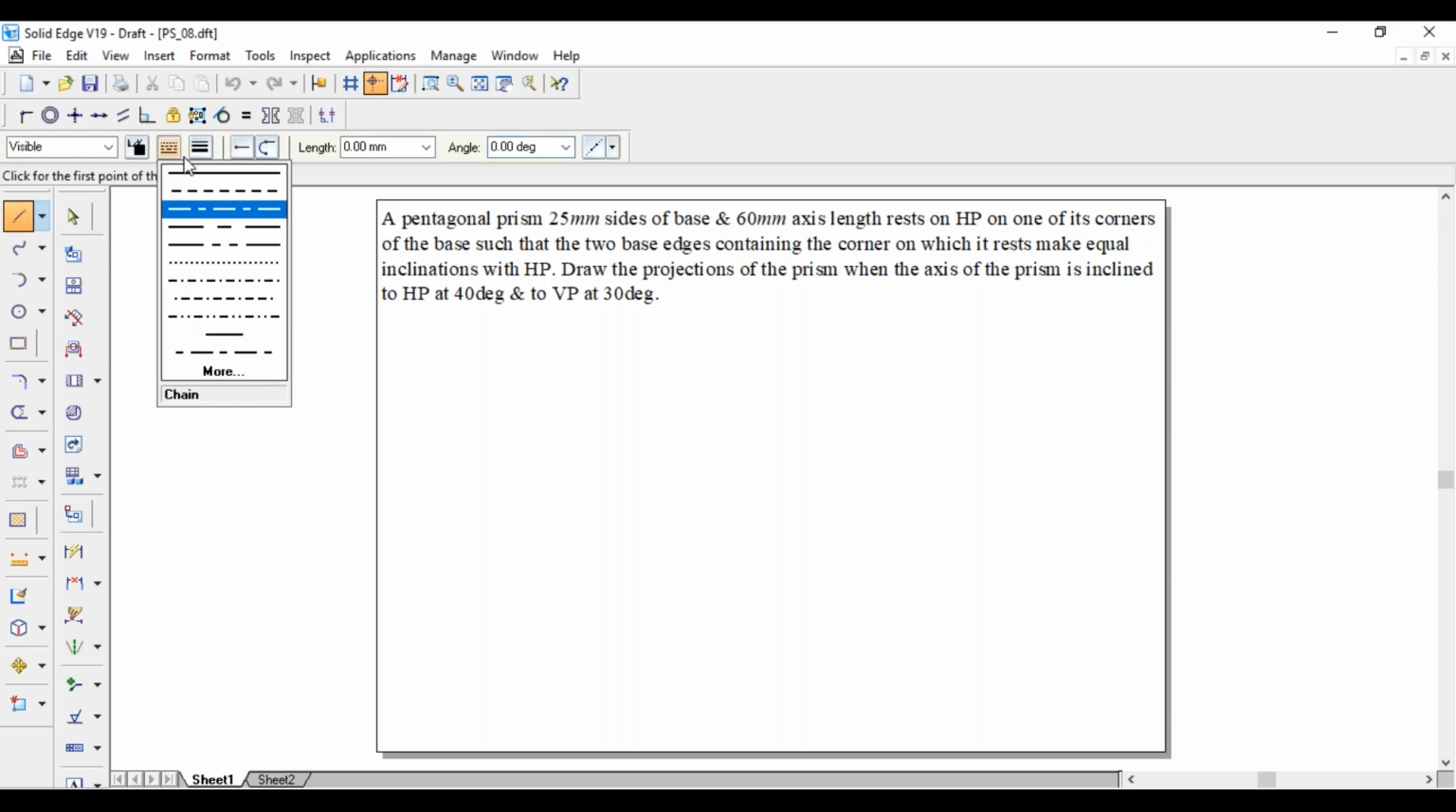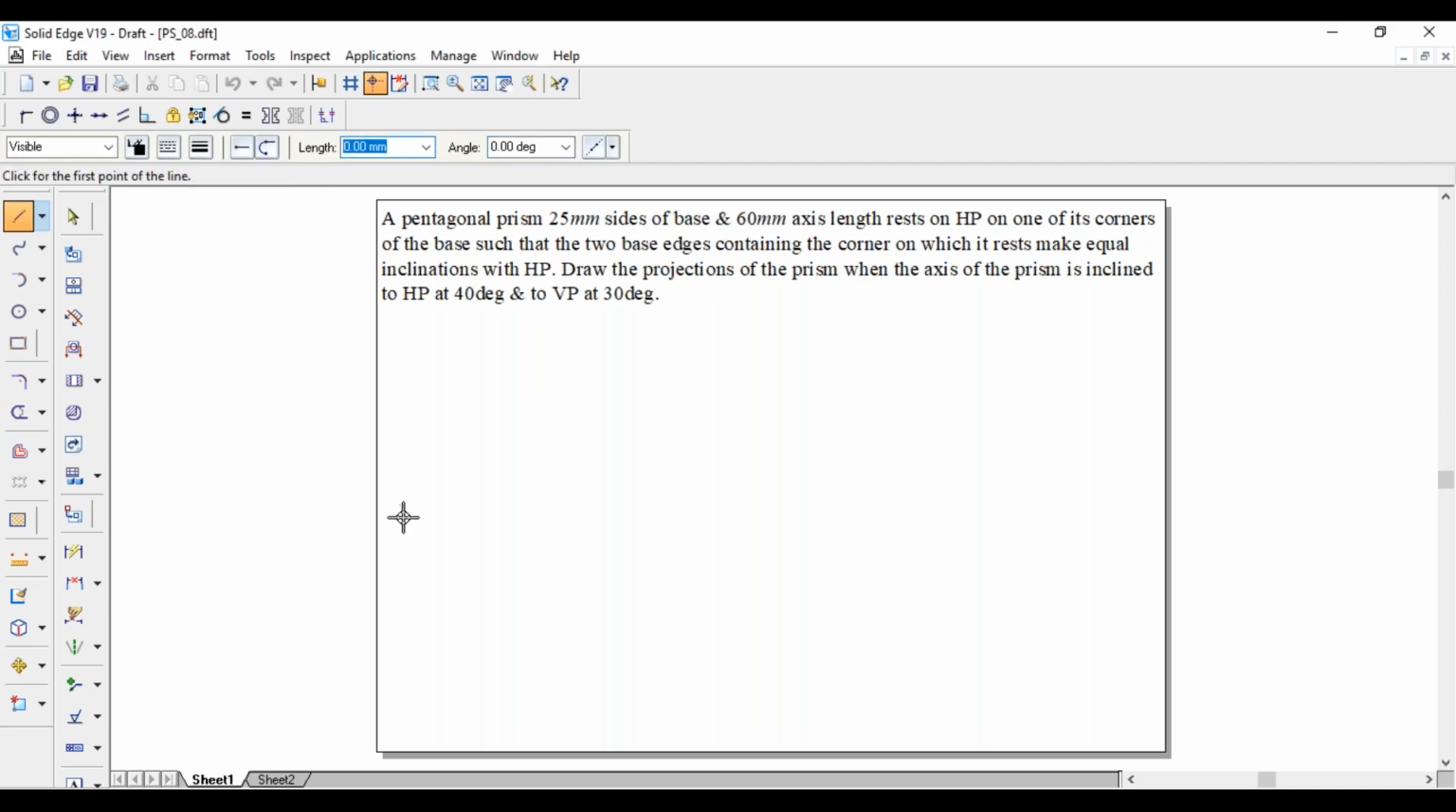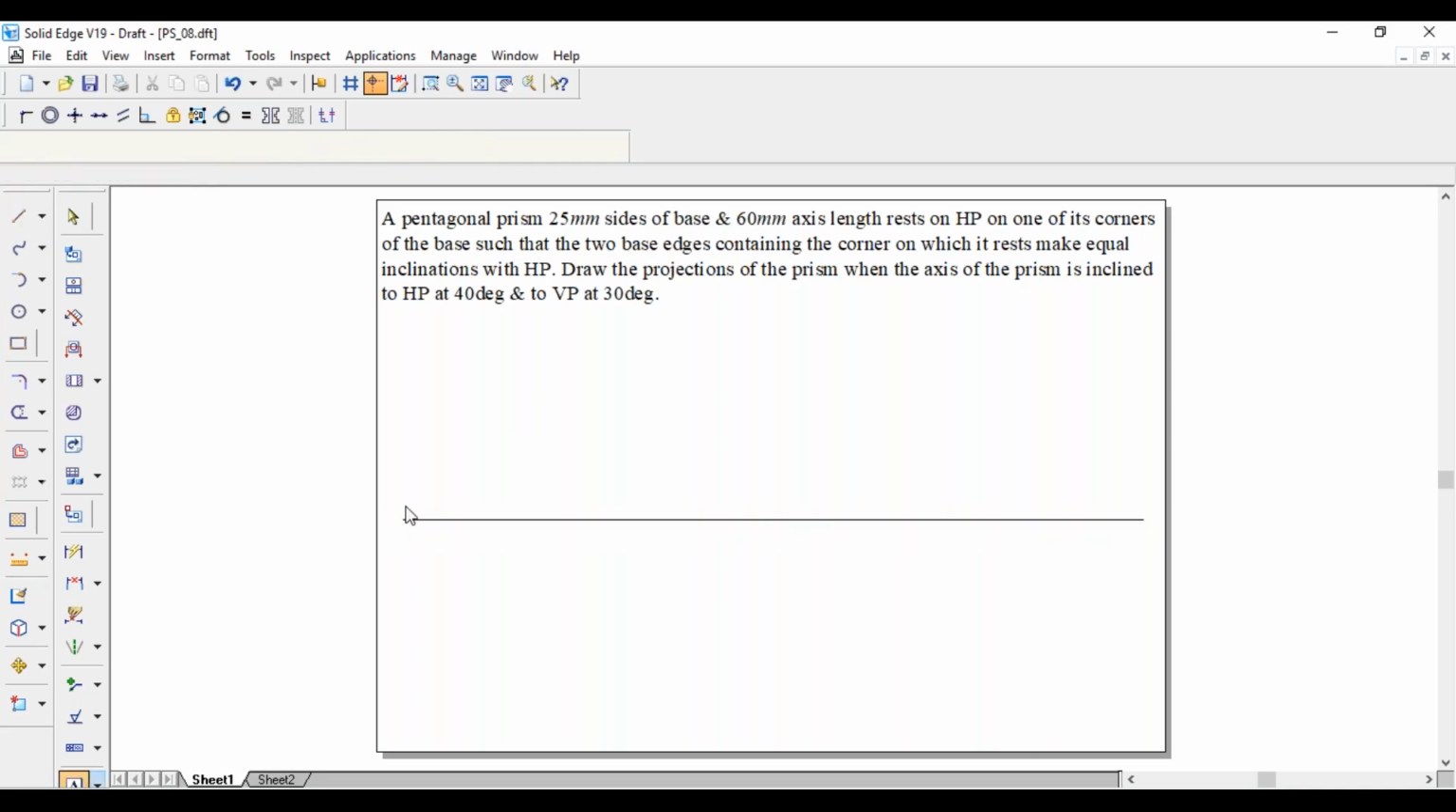Draw a horizontal line. X, Y, VP, HP. Now construct a pentagonal lamina in top view. It looks like a lamina only. So in such a way that the right side corner should come.